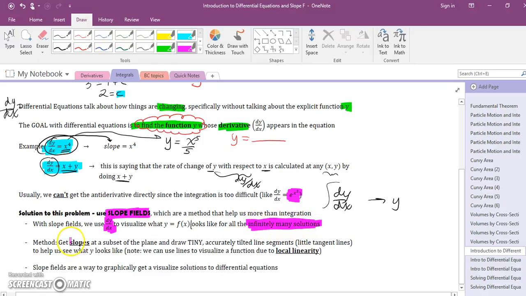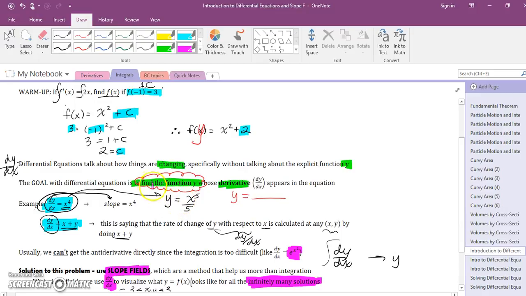So what we're going to be doing is getting slopes at a subset of the plane. Now that just means you don't have to do this forever over the whole plane. Usually we'll be doing -3 ≤ x, y ≤ 3. And what you'll be drawing is tiny, accurately tilted line segments. These line segments are little baby tangent lines. So you'll be drawing a ton of little tangent lines to help us see what y looks like.